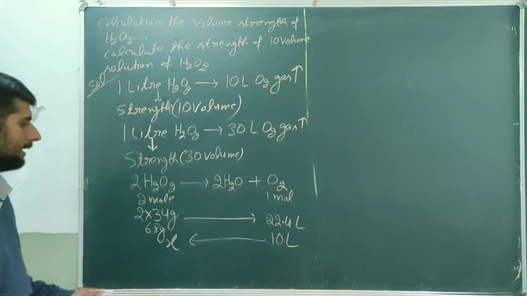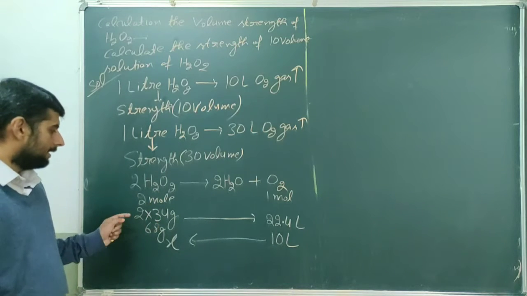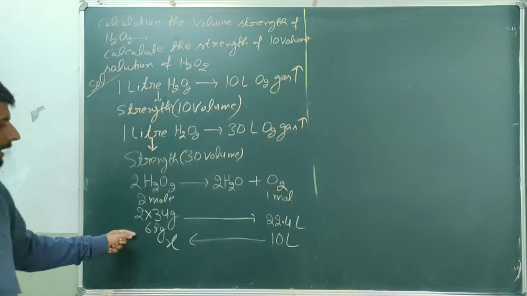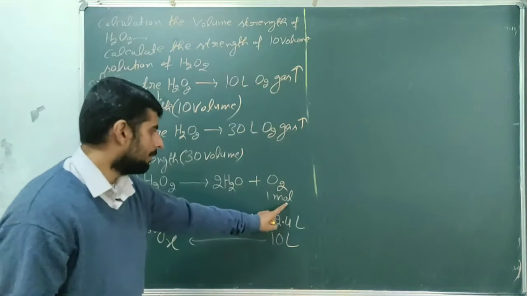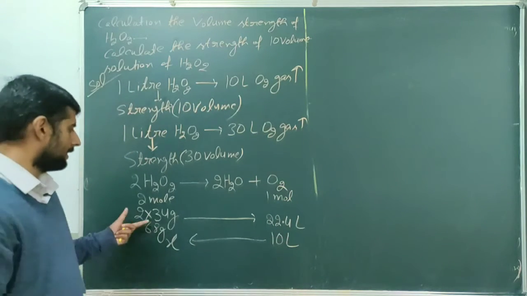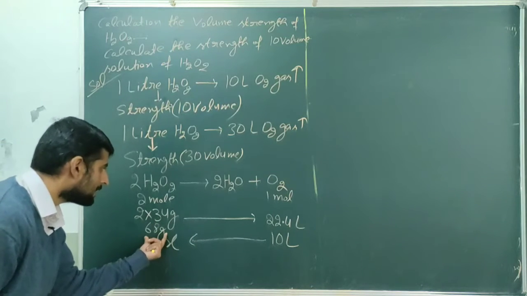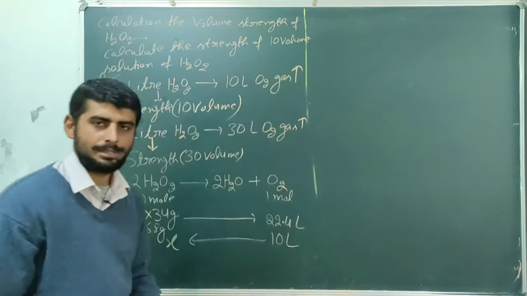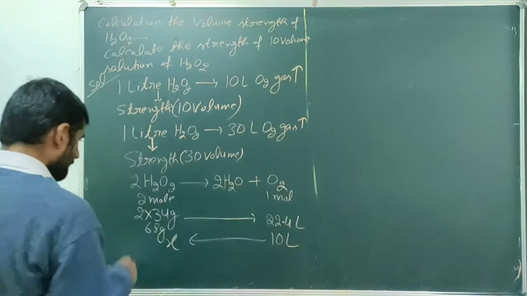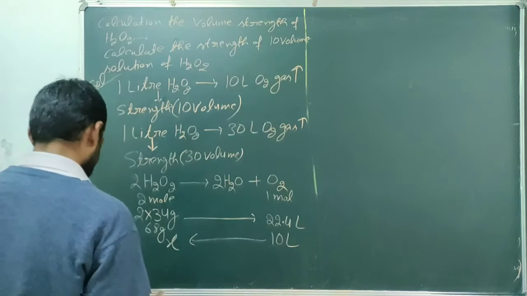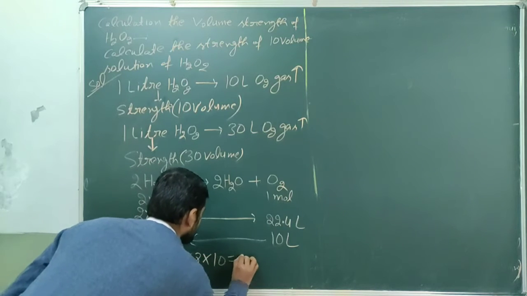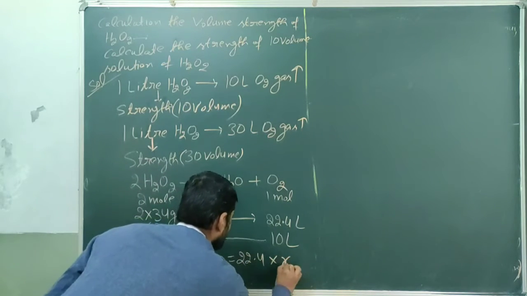Clear? Simple. 2 moles of H2O2 is given. So 2 multiplied by 34, because H2O2 molecular mass is 34, so I have multiplied it by 2. It will be equal to 1 mole of O2. And 1 mole of O2 is equal to 22.4 liter at STP, that I know. So I got this relation: 68 gram H2O2 will produce 22.4 liter O2 gas. So 10 liter will need X, that I have to calculate. By cross multiplication, 68 multiplied by 10 is equal to 22.4 multiplied by X.